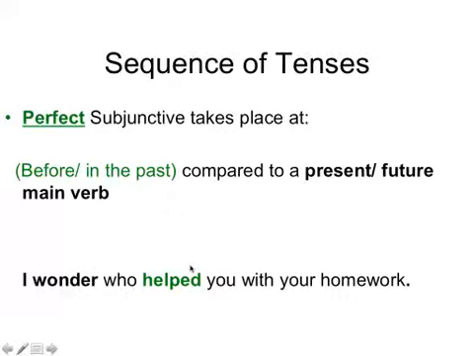On the other hand, you're going to use the perfect subjunctive when the action takes place in the past before a present or future main verb. So here, I wonder who helped you with your homework. I'm wondering, I'm doing that right now, so that's my present or future main verb. And the thing that I'm wondering about is who in the past, who before I started wondering, helped you with your homework. So in this case, you're going to use a past subjunctive. I hope that makes sense.